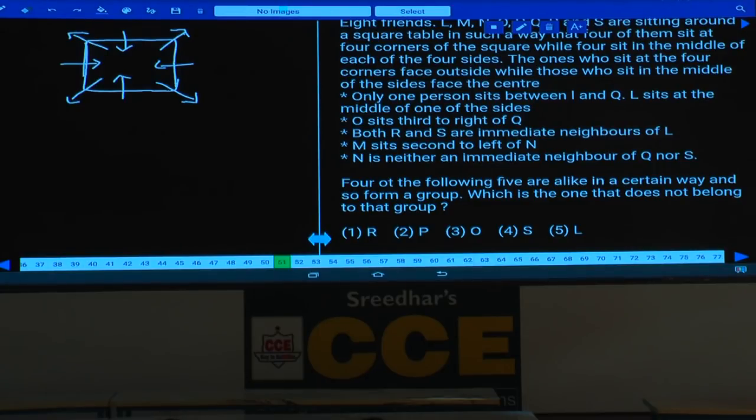Now we should check whether any person is facing towards the center or away from the center, clearly given or not. Now in this one, one person between I and Q, L sits at the middle of one of the sides.